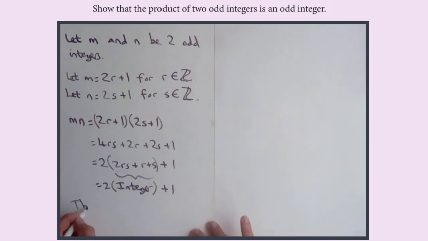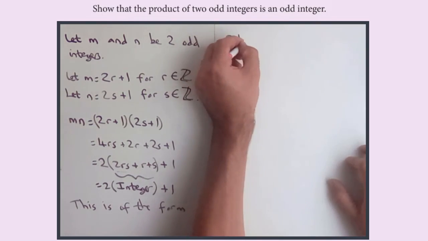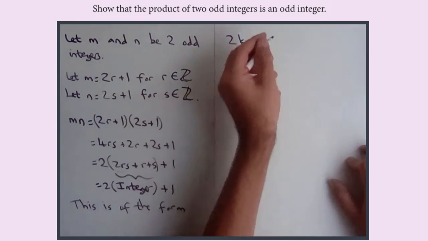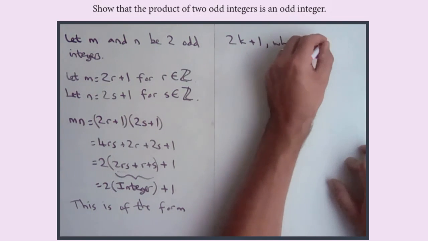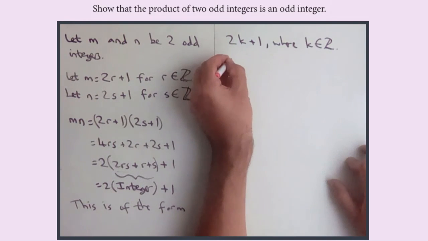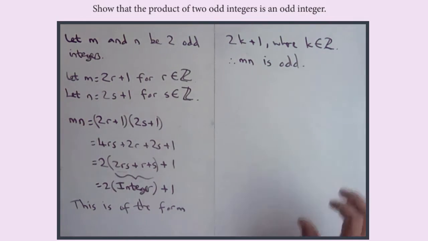Well, this is of the form 2k plus 1, or 2 something plus 1, but we can't use r or s or m or n. 2k plus 1, where k is an integer, and so hence therefore the product is odd. Okay, so that is enough for a direct proof in this case.